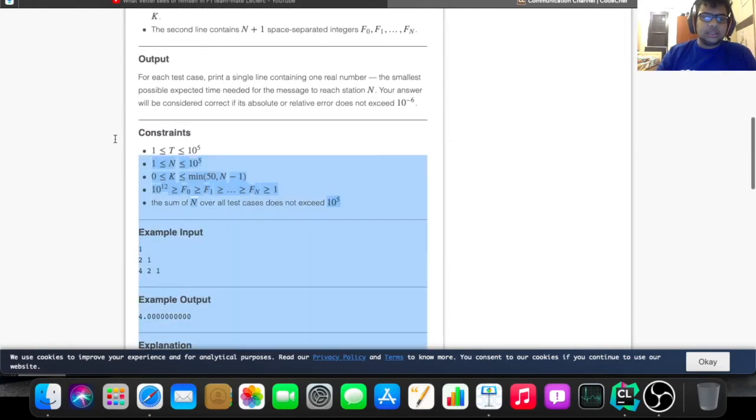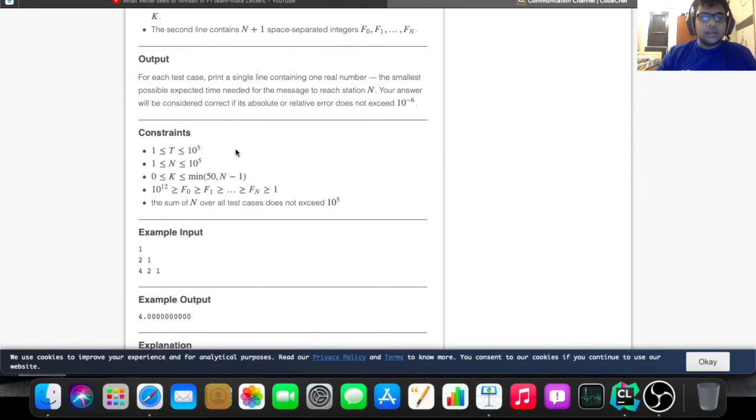T is a multi-test case format. So T is between 1 and 10 to the power 5. N is also between 1 and 10 to the power 5. So that means it's looking for a linear or close to linear solution. K is very small. K is between 0 and 50. So that means it's a big hint here. So that means order of N into K will also pass.